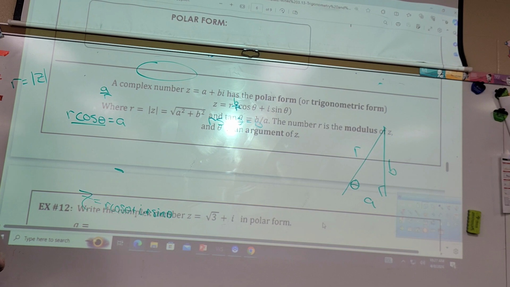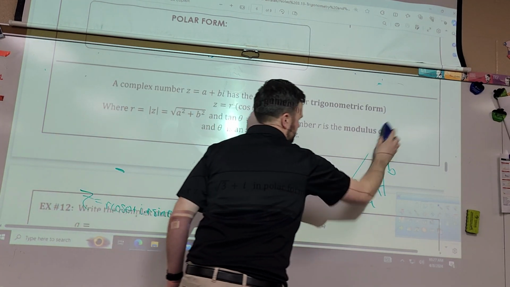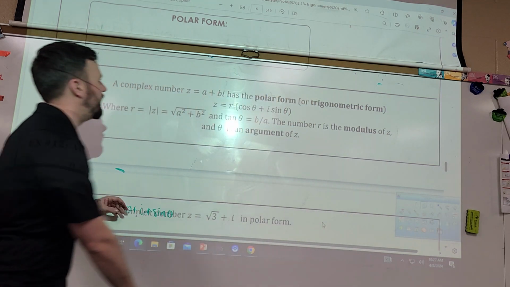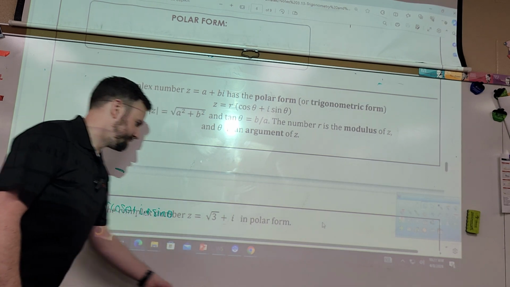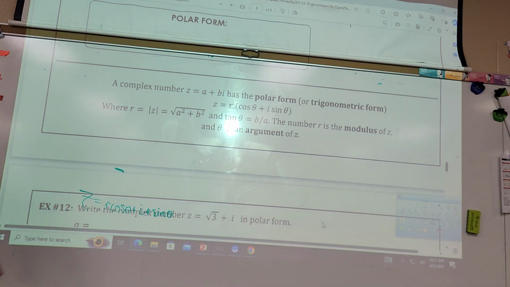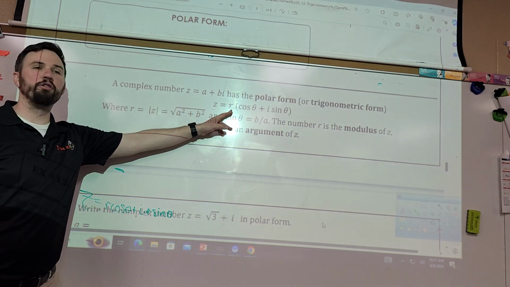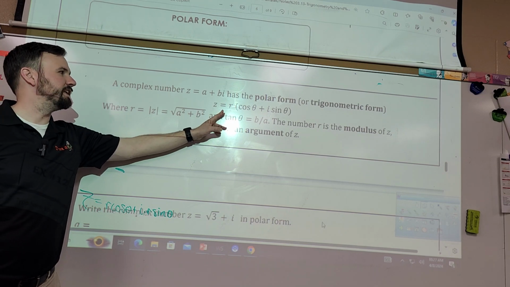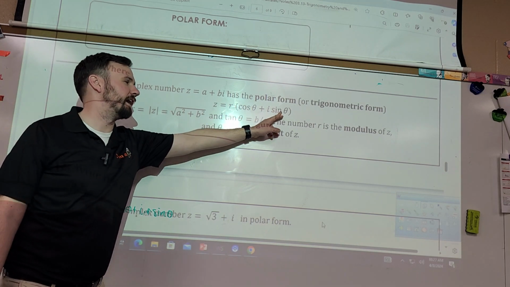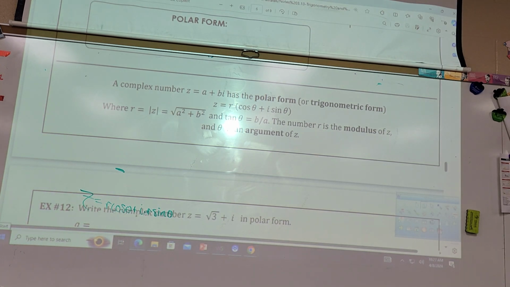All right, so that gives us this beast. It tells me that this. Can I pull an R out of both those? Z equals R times cosine plus I times sine. Okay? It looks really complex because it is complex, but it's not that complex.